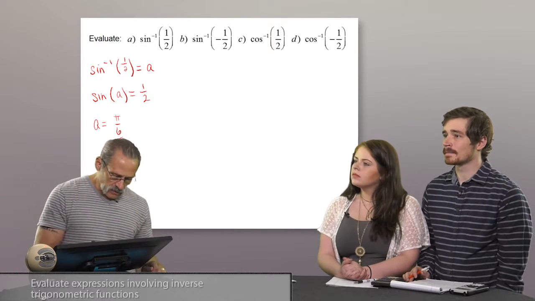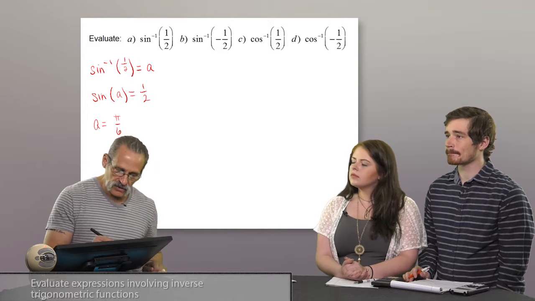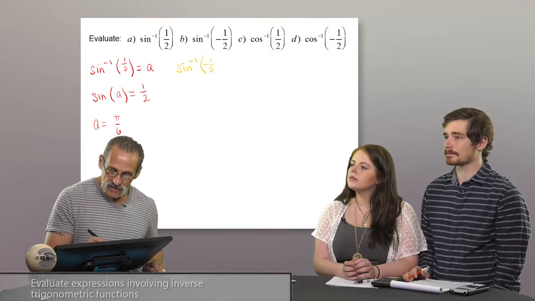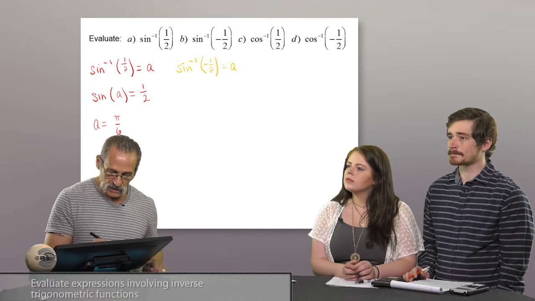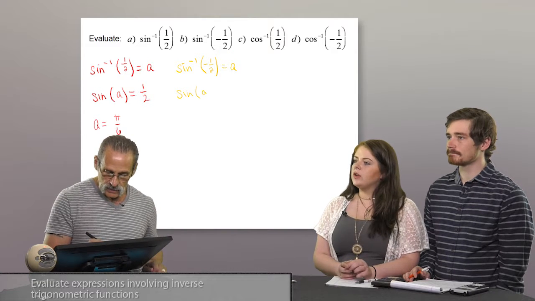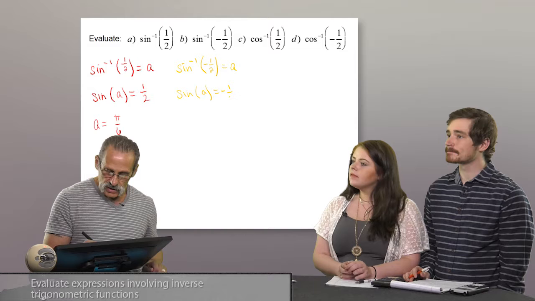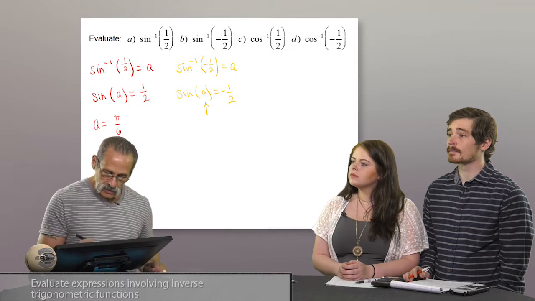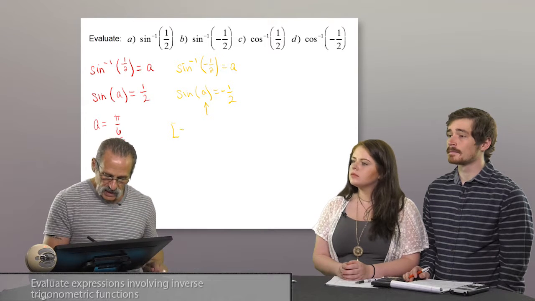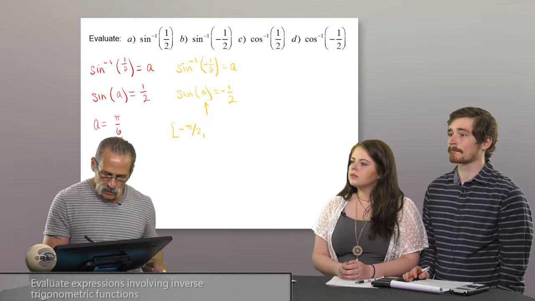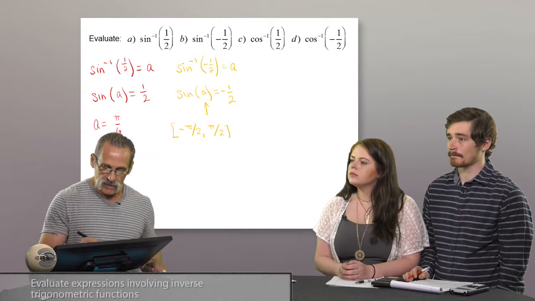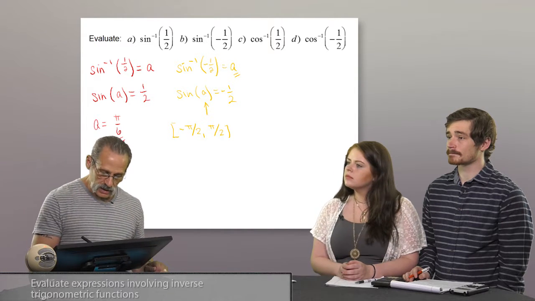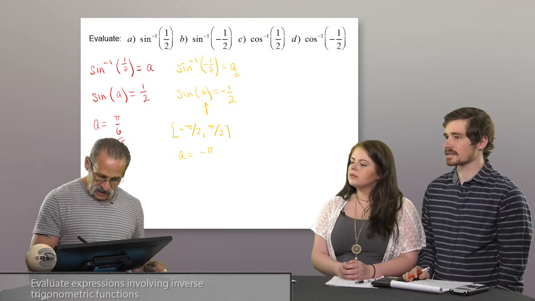For the next problem, we're going to say the arc sine of negative a half, and that would be equal to, say, a, which would mean the sine of a is equal to negative 1/2. Very good. Now we just have to be very careful. We want to make sure that whatever a is is between negative pi over 2 and pi over 2, because that's my range for the arc sine. So I know it's not pi over 6, it must be negative pi over 6. Negative pi over 6, very good.